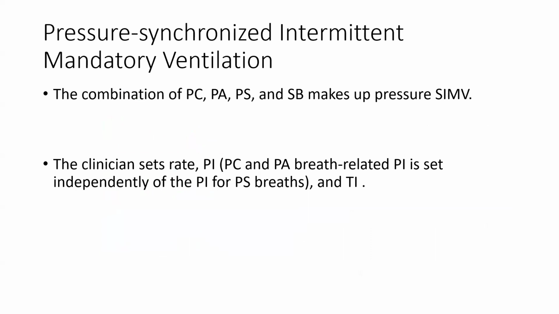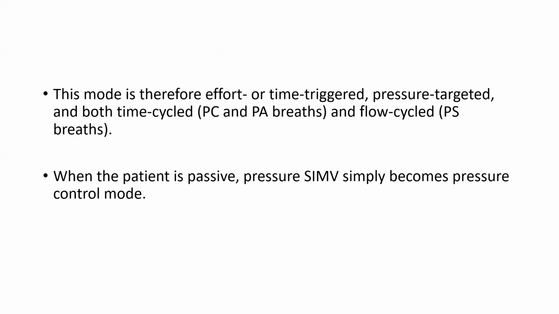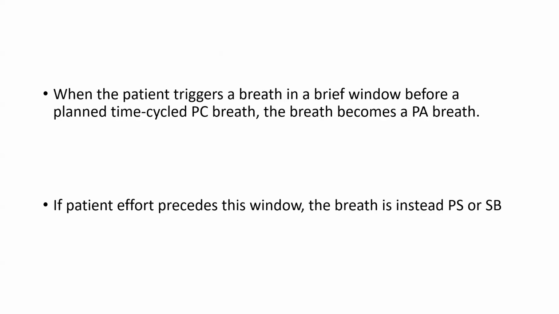Now the next is pressure synchronized intermittent mandatory ventilation. The combination of pressure control, assisted pressure, pressure support, and spontaneous breaths makes up pressure synchronized intermittent mandatory ventilation. The clinician sets a rate, inspiratory pressure, and the inspiratory time. This mode is therefore effort and time triggered, pressure targeted, and both time cycled and flow cycled. When the patient is passive, this pressure SIMV simply becomes pressure control mode.